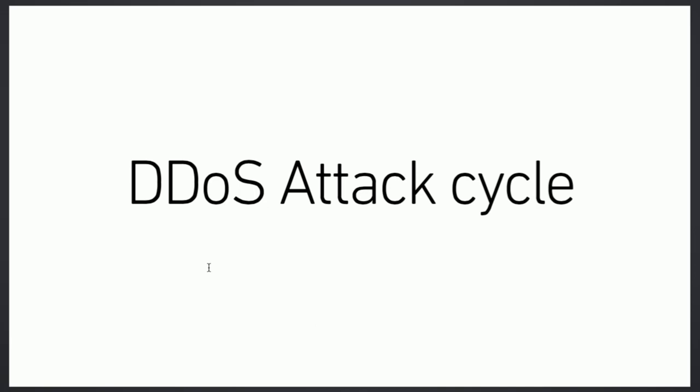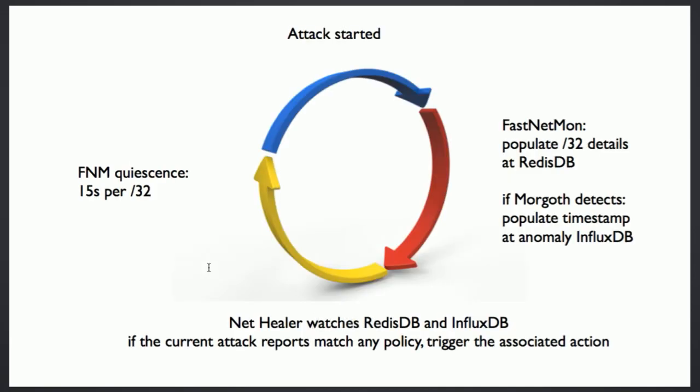So what is the attack cycle? It starts with an attack, of course. FastNetMon will detect it and will populate the details in our Redis database. We also run Morgoth, which is an anomaly detection. Since we are a software company or a content provider, you cannot predict your threshold well. So today, you're consuming as a customer 200 megabits. Tomorrow, you will start having issues.